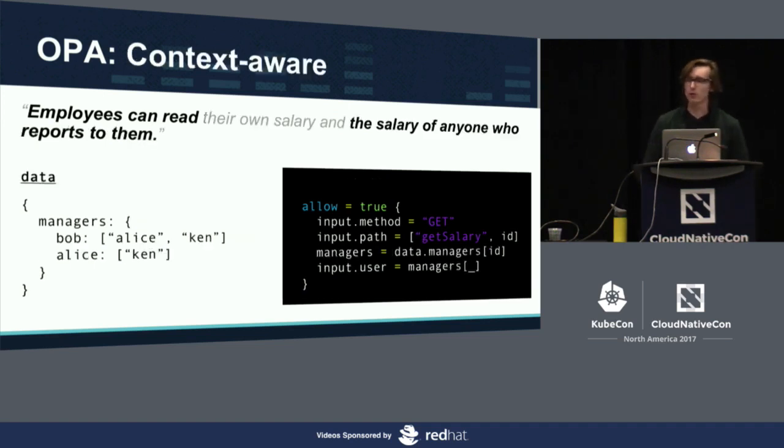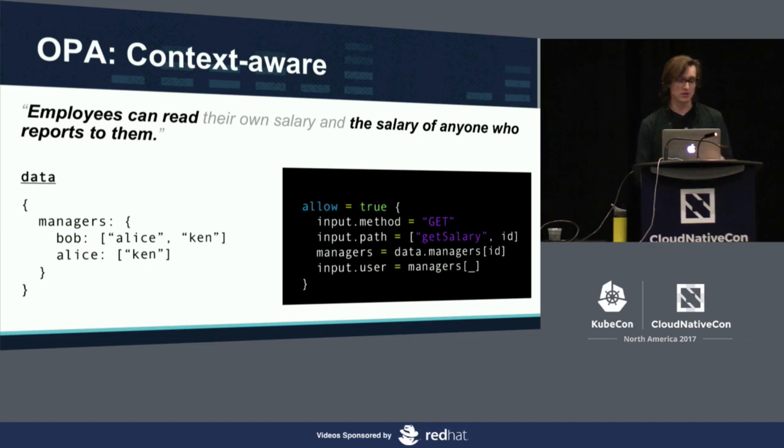OK, so now we're going to add another rule called allow again to handle this second case, where someone is requesting the salary of an employee who reports to them. And so this rule is going to have exactly the same structure. We're going to match on the path and match on the method. But this time, we need to do something a little bit different. And so the input data to the policy engine would be exactly the same. But we're going to make use of additional data or context that's held in OPA.